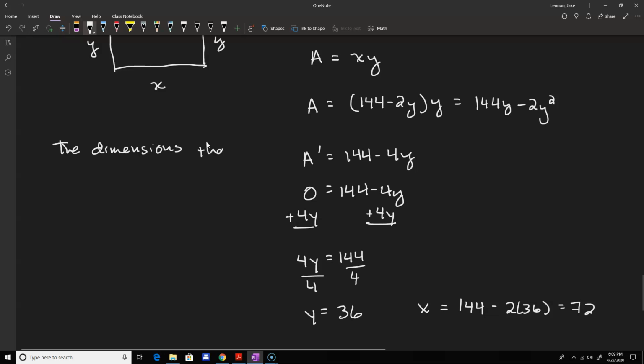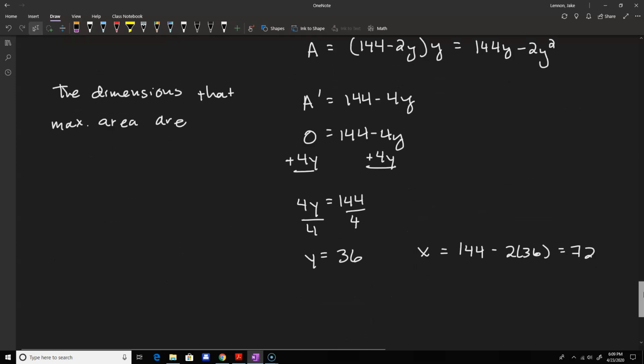So basically, in the above picture, the dimensions that maximize the area are, so let's recall, I think we're using yards in this problem. Yeah, so we're using yards. So we get x equals 72 yards and y equals 36 yards.